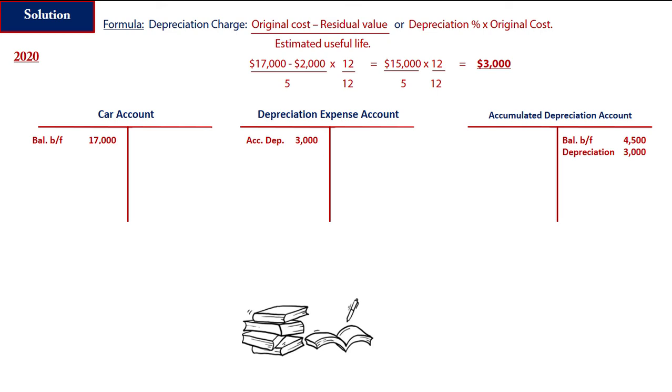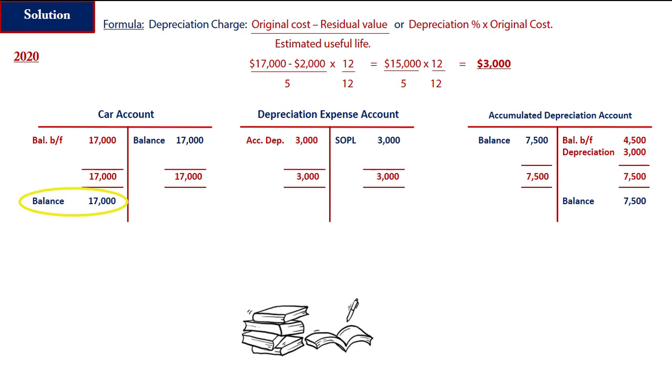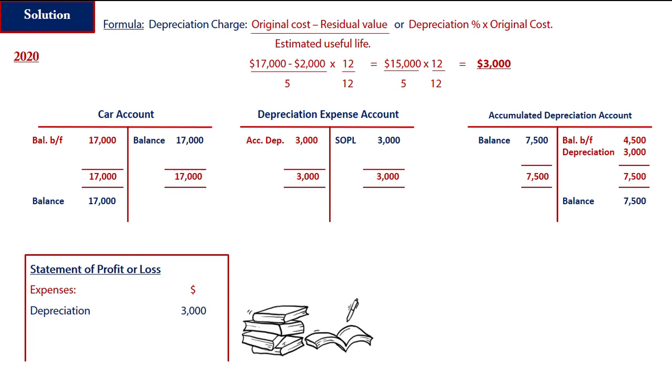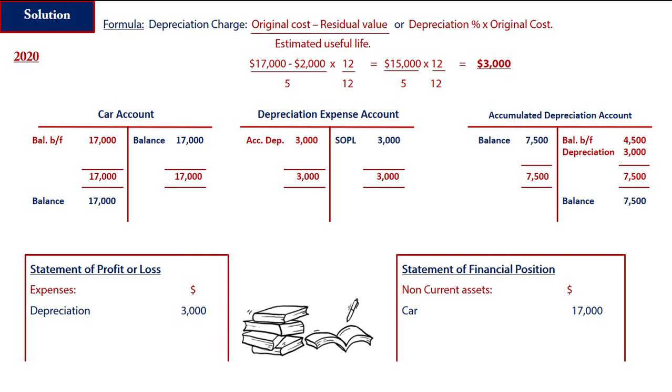When we close off the accounts, the car account will still have a $17,000 debit. The depreciation account will have a statement of profit or loss balance of $3,000, and the accumulated depreciation will have a balance of $7,500. So when we come to the statement of profit or loss, we put the $3,000 there as a charge for the year. We come to the statement of financial position, open the car account, and put the $17,000 there. Then we deduct the accumulated depreciation, which is the balance on the account, $7,500. So we have a carrying value, or net book value, of $9,500. If the business decides to sell the asset in 2020, it would at least expect to get $9,500.